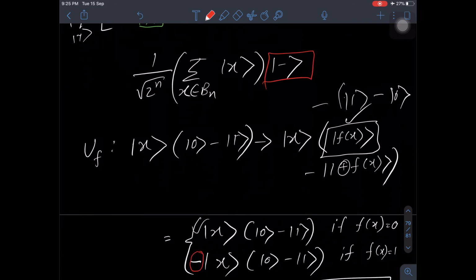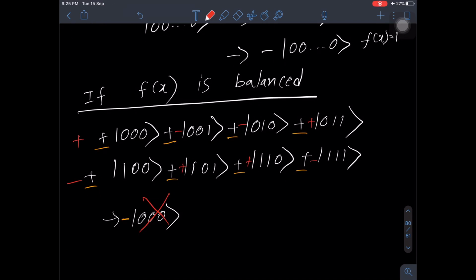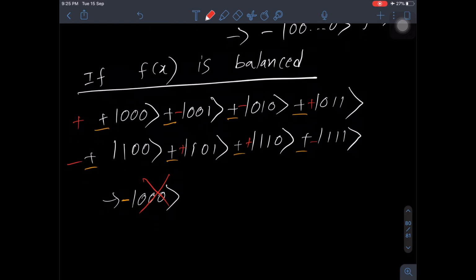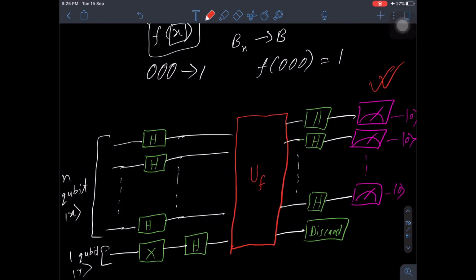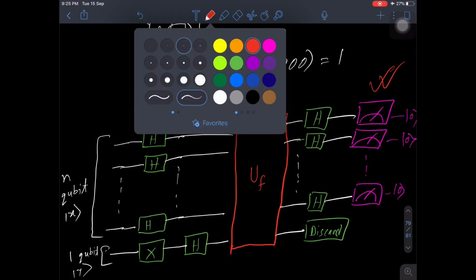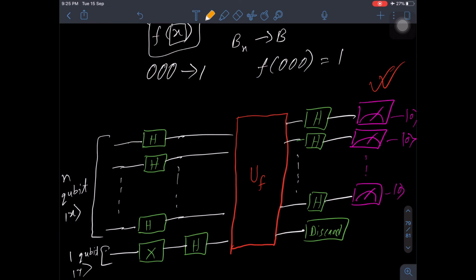Okay, so I hope this is clear to you, and if it is not, then please don't hesitate to ask me in the live session. All right, so what have we done? We have found whether f is balanced or not by manipulating this circuit. So how many operations did we do? Before, classically we were doing 2 to the power n by 2 plus 1 operations. That means we had to use this black box that many times. But now we just use this black box once.